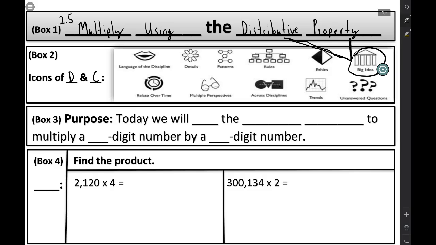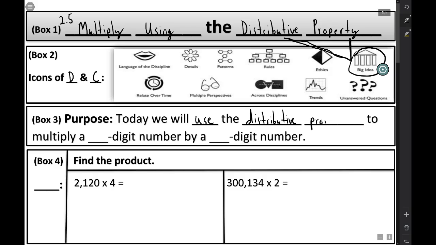Going into our box 3, our purpose. Today, we will use the distributive property to multiply a 2-digit number by a 1-digit number. Okay, so those are going to be the factors: the 2-digit number times a 1-digit number.